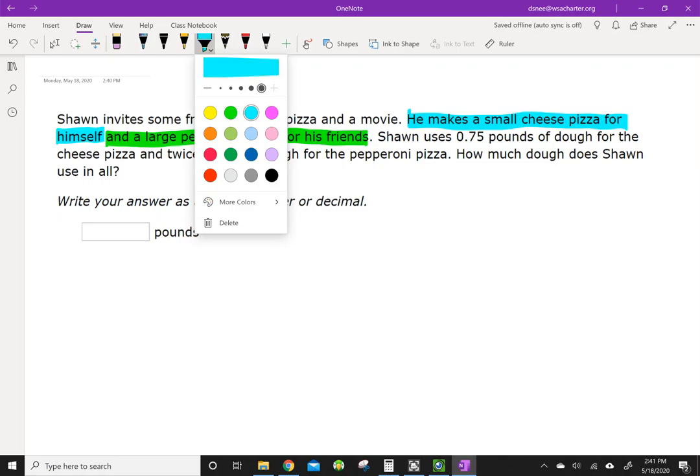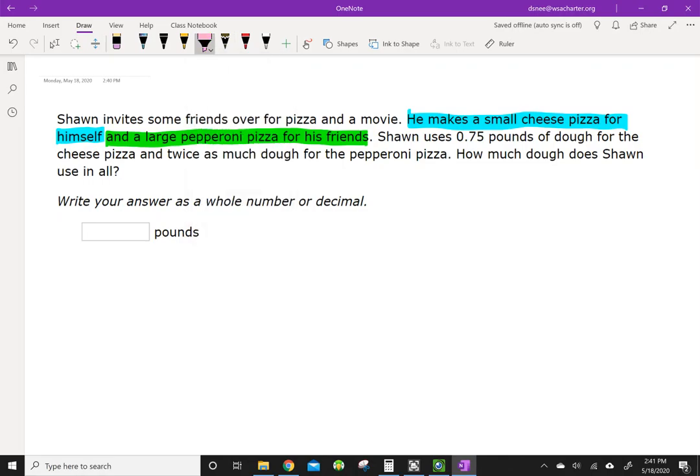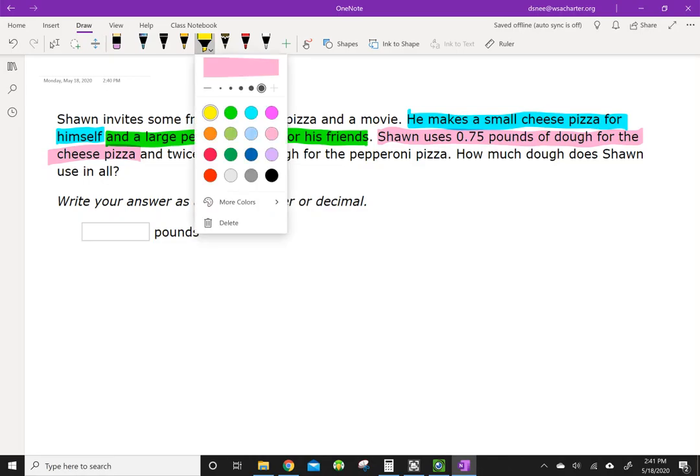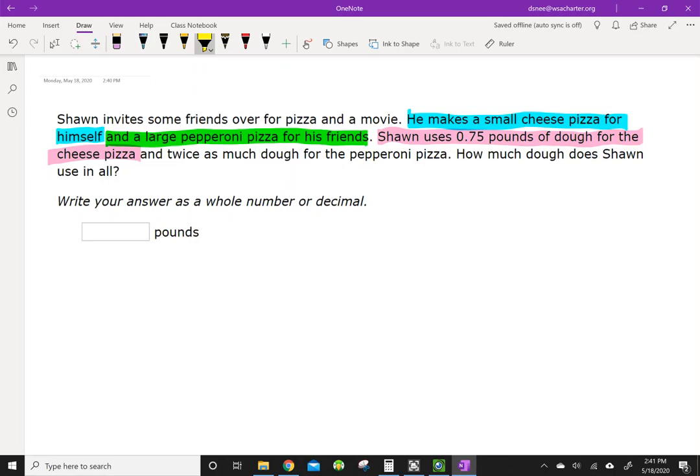Okay, Sean uses 0.75 pounds of dough for the cheese pizza. That's the one he made for himself. And twice as much dough for the pepperoni pizza. Twice as much for the pepperoni. How much dough does Sean use in all?